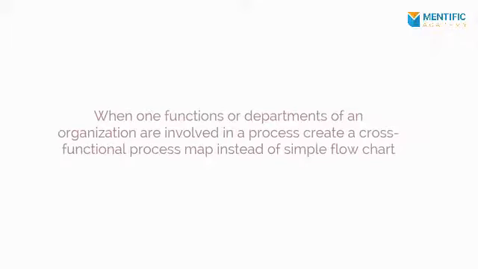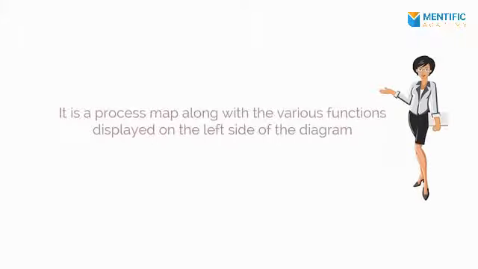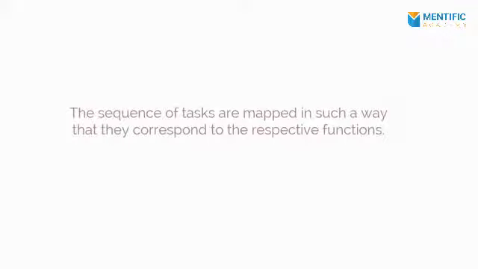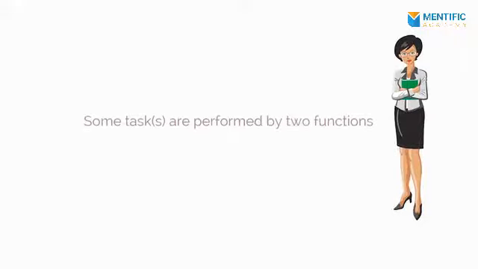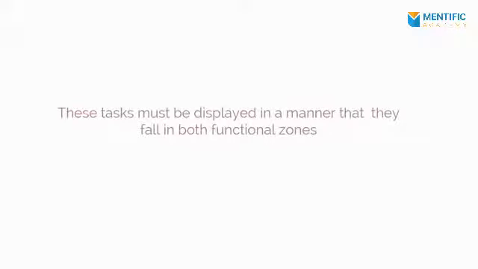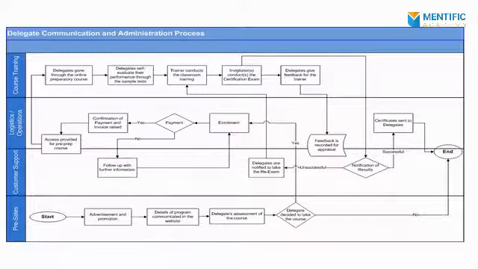When more than one function or department of an organization is involved in a process, which is very likely in general, then we need to create a cross-functional process map instead of a simple flowchart. It is the simple process map along with the various functions displayed on the left side of the diagram. The sequence of tasks are mapped in such a way that they correspond to the respective functions. It may be possible that some tasks are performed by two functions. These tasks must then be displayed in such a manner that they will fall in both functional zones. Let's look at an example.